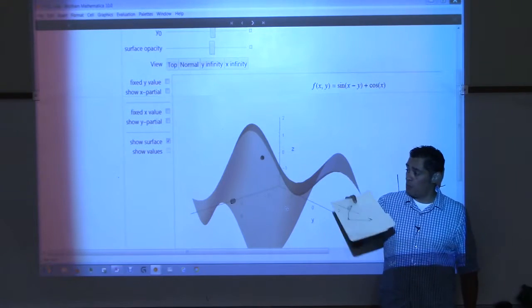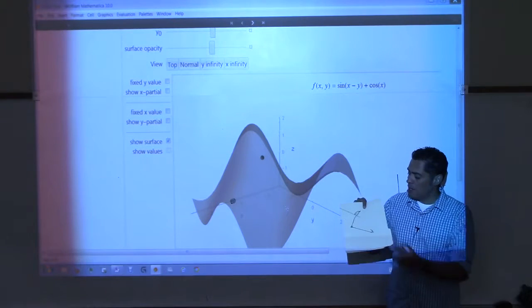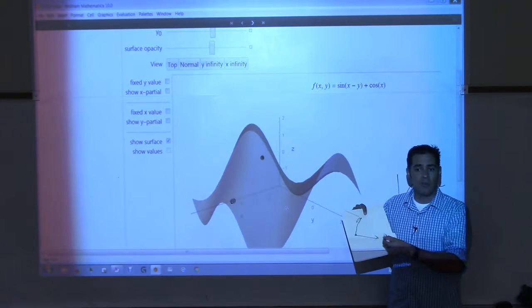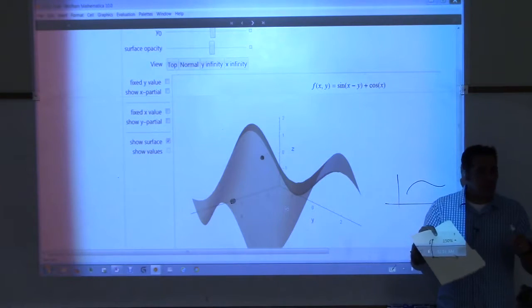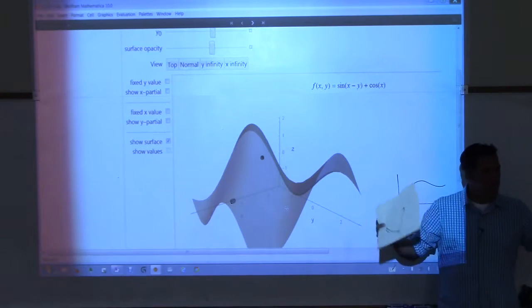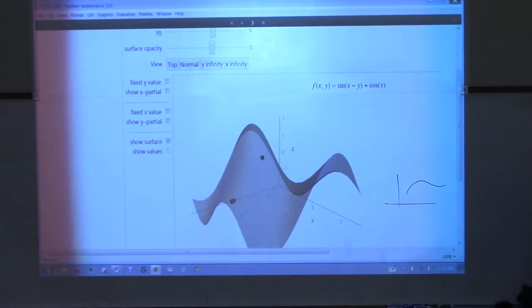So what we're going to do is, we're going to need to get 2 vectors. And so we're actually going to try and get 2 tangent lines off of this thing. And from those 2 tangent lines, we're going to create the plane. All right, that'll be the next section. 11.4 is tangent planes. This is just partial derivatives.